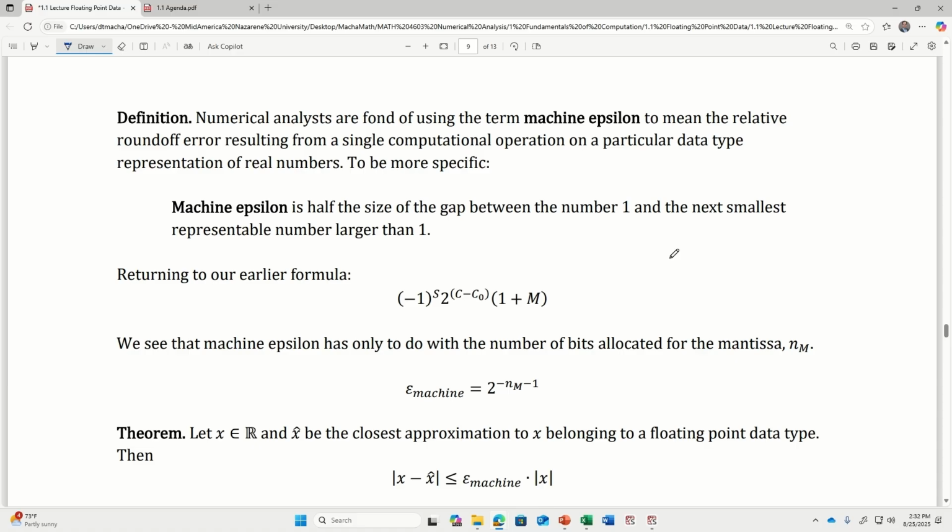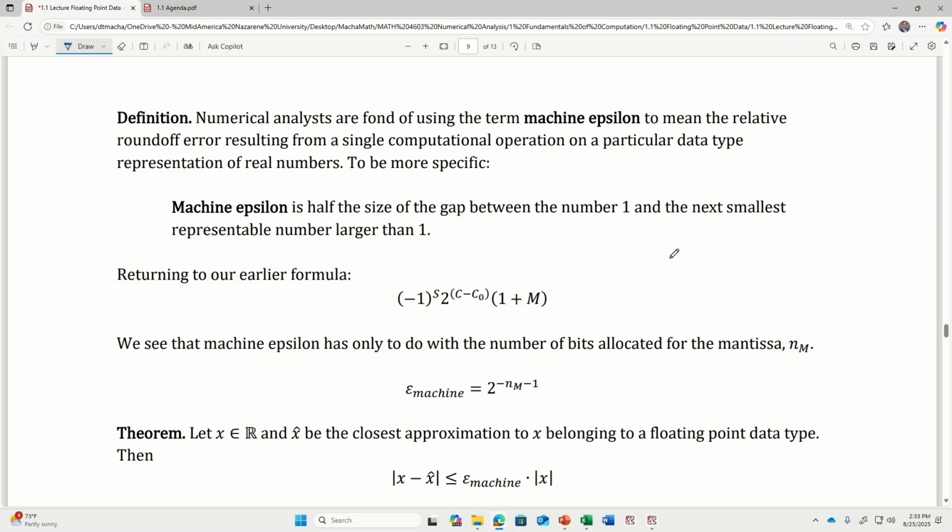So machine epsilon has only to do with the number of bits allocated for the mantissa. Another way to say this is that the precision of your calculations only has to do with how many bits you allow for the mantissa. The characteristic just tells you how big and how small you can make your numbers. The mantissa tells you how much accuracy you have. But this is how you calculate machine epsilon.